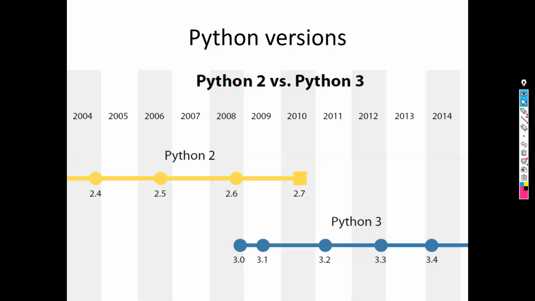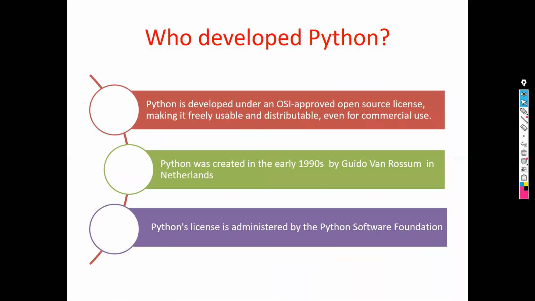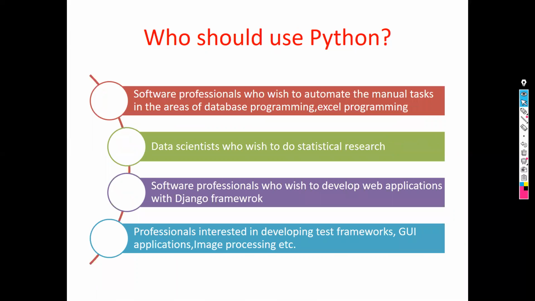There is a timeline to understand, guys. The Python 3 project started somewhere around 2007-08, and the latest version available in the market currently is 3.9. That is the release timeline. Who developed Python? As I told you on the previous slide, the person called Guido van Rossum, who is still contributing to the Python community. He is the creator of Python, and he's still working.